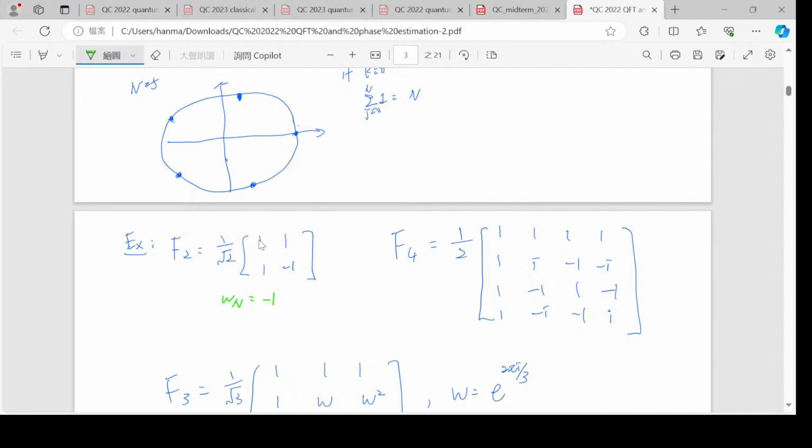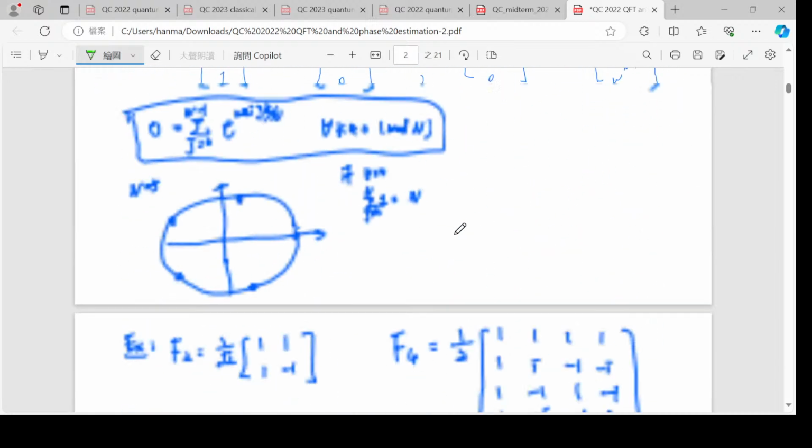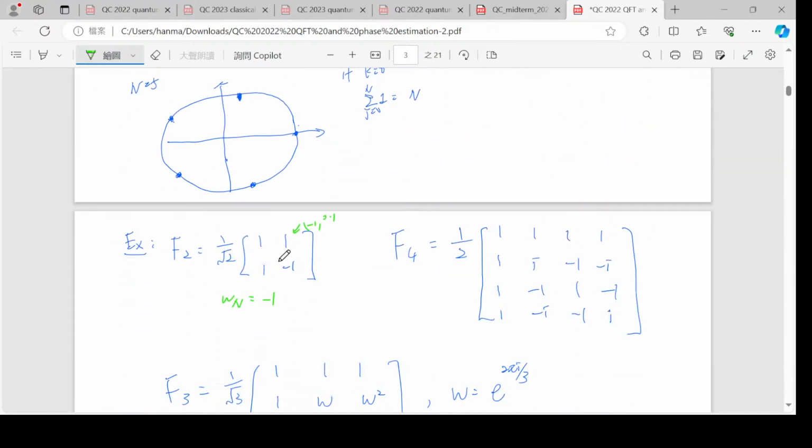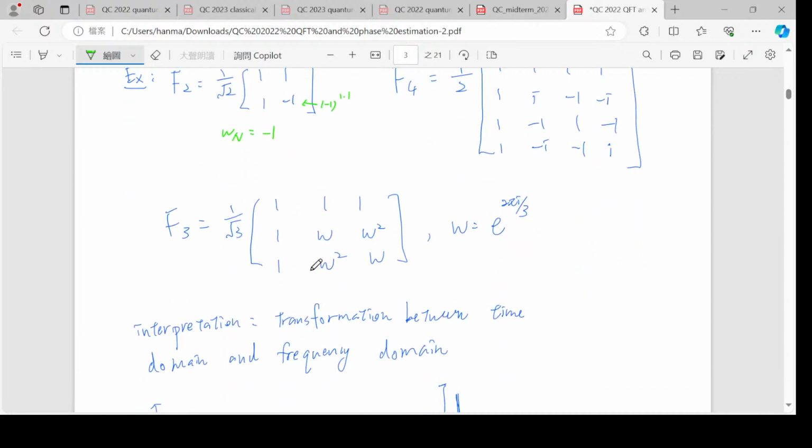Okay. So you have minus 1 to the 0, which equals 1. And you have minus 1 to the 0 times 1, which is still 0. So for example, this one is minus 1 to the 0 times 1, because of kj. Okay. And this one is minus 1 to the 1 times 1, and that's minus 1. Okay, and so that's F2, then you have F3.